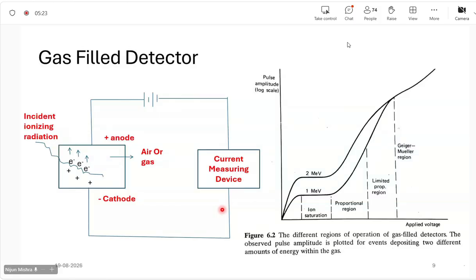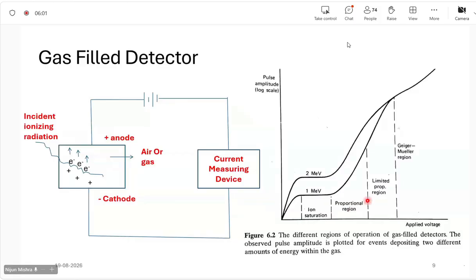Whether it's the ionization chamber, the proportional counter, or the GM counter, they all work on the same principle: formation of ion pairs, electrons and positively charged ions. When we plot a characteristic curve for these gas filled detectors, we obtain a graph like this. In this graph, you can see certain regions. This one is the first region, known as the recombination region. This one is the ion saturation region. This one is the proportional region. This one is the limited proportional region, and then the Geiger-Muller region. Another region is the discharge region.